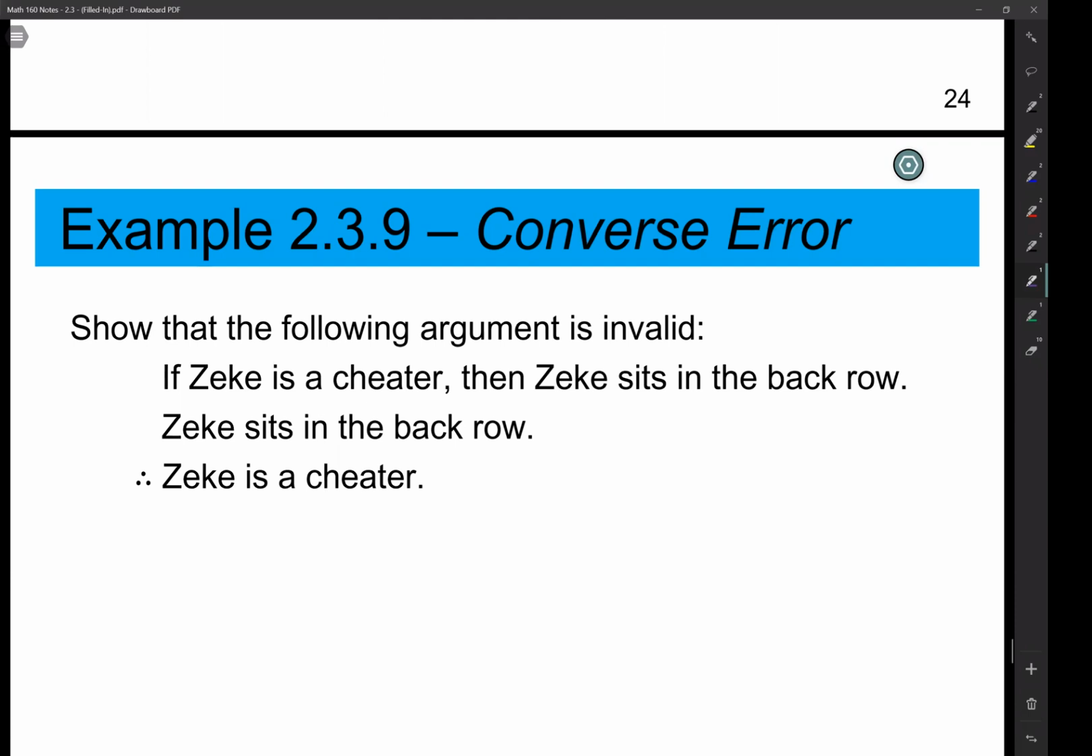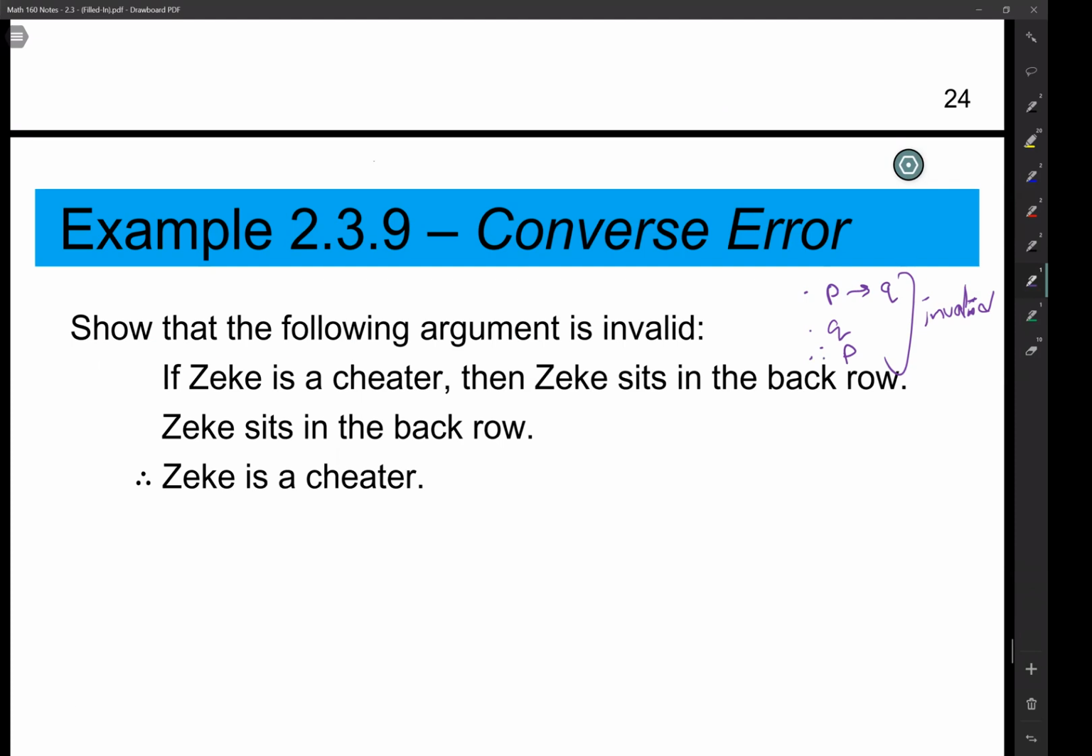Remember what the converse error says. Assume P implies Q is true. Then you say, I have Q, and therefore I conclude P. Okay, this is bad. This is invalid. Don't do that. I'm not saying this is a true argument or a sound argument. But this is what the converse error says: you work backwards. So if you have P implies Q, and then you start with Q, and therefore say P, it's not true.